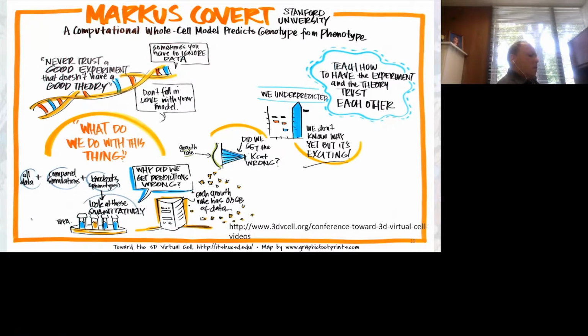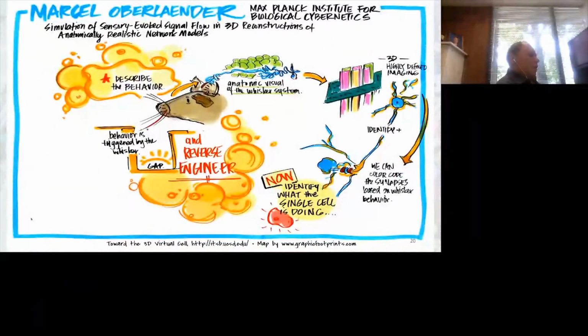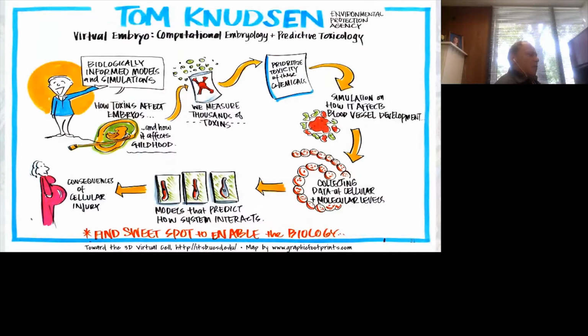And then just to give you some other ideas of things that were talked about, there's the sensory flow model based on rodent whiskers and the anatomical visualization of that system and its relationship to the cortex, and how that's being measured in that interplay between, again, genotype and phenotype. I think just really exciting stuff. Likewise, Tom Knudsen talked about predictive toxicology using virtual embryo models. I'm sure some of you are much more familiar with these models than I am, so I won't go into any of the detail of it.